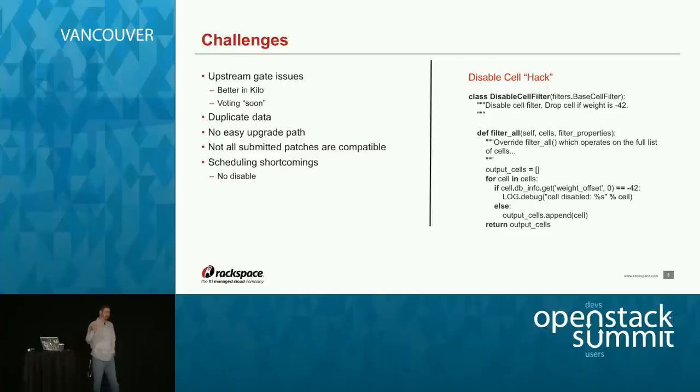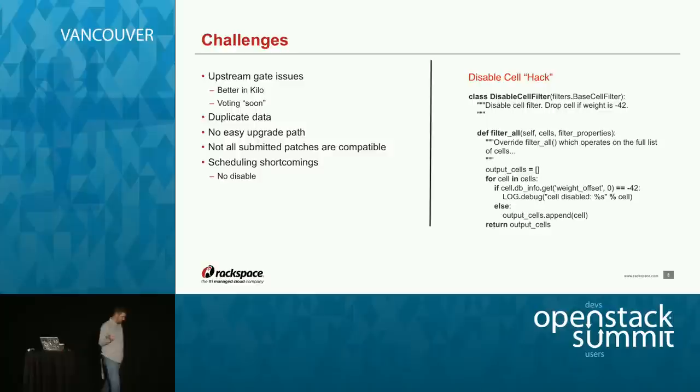And not every patch that comes down the pipe necessarily thinks about cells. We do find that sometimes different features or different patches will come in and we have to go figure out, can they be made to work with cells? Or there's an interesting conversation that begins to happen on the spec between Tim Bell over at CERN and whoever submitted it about, hey, why didn't you think about cells, and where that goes.